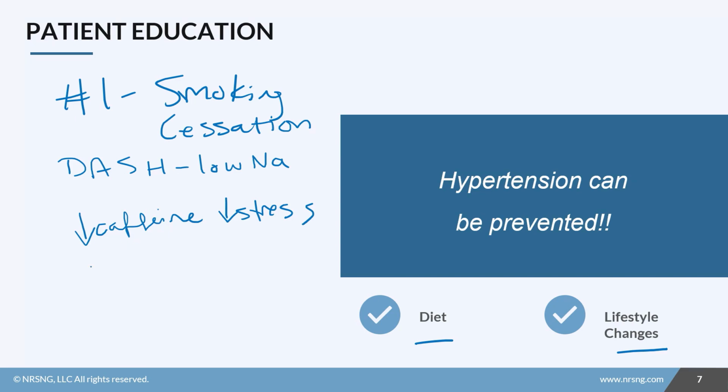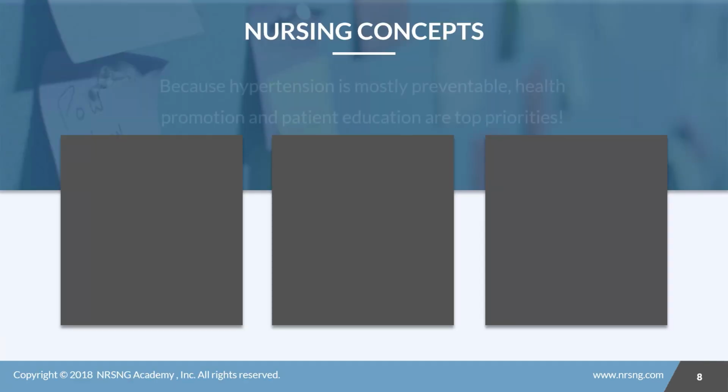So also anything they can do to reduce their weight, like diet, exercise, even things like yoga are fantastic because they also help to decrease stress. The point is, it's our role as the nurse to empower patients with this information. They can make a huge difference in their own lifestyle if they're just willing to be a part of it.